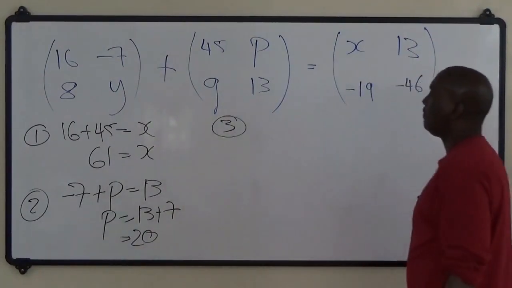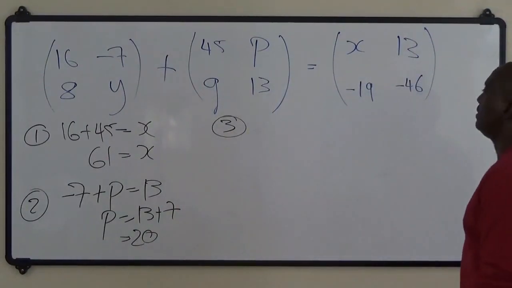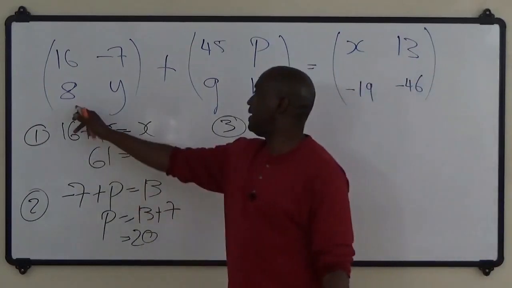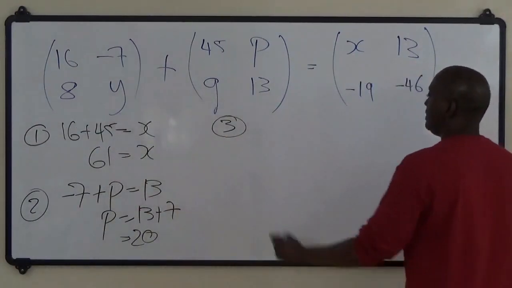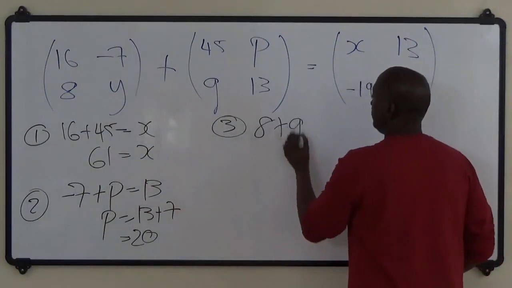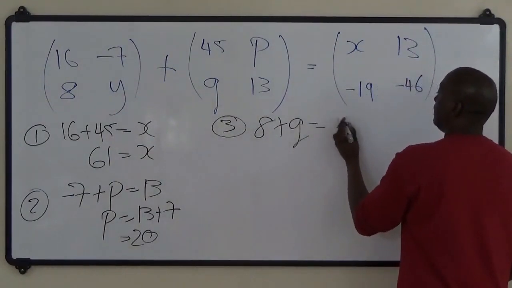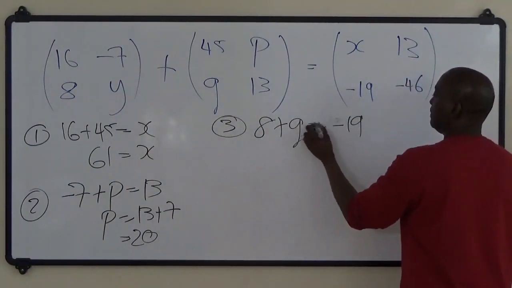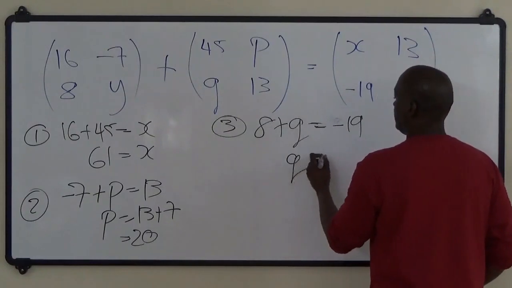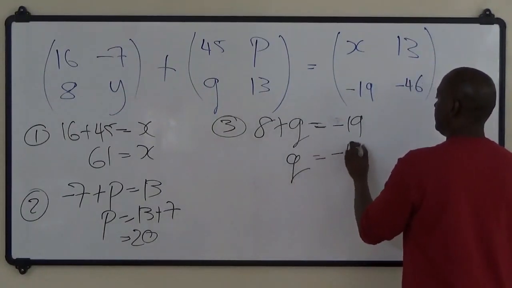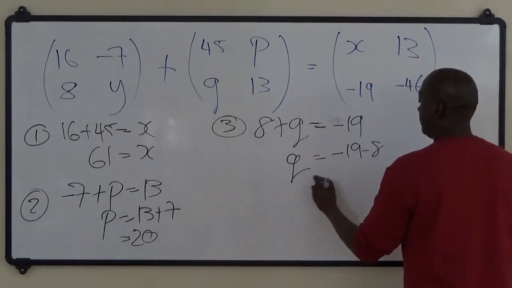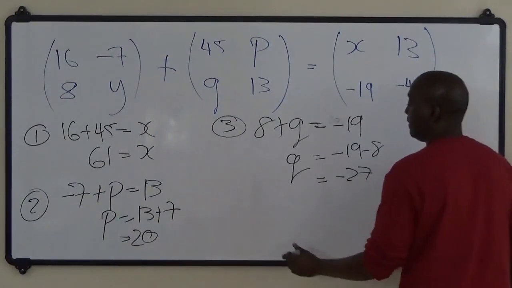3. We want to find, well, let me go in order, right? 8 plus q is equal to minus 19. So q is equal to minus 19 minus 8, equal to minus 27.